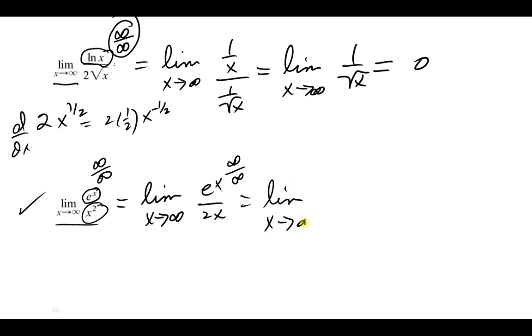Limit as x goes to infinity of e to the x. The derivative of that is e to the x. The derivative of 2x is 2. And notice e to the x over 2 as x goes to infinity is equal to infinity. And that is a quick look at L'Hopital's rule.